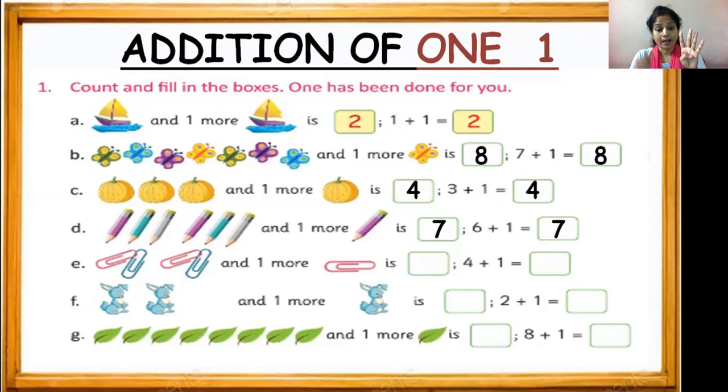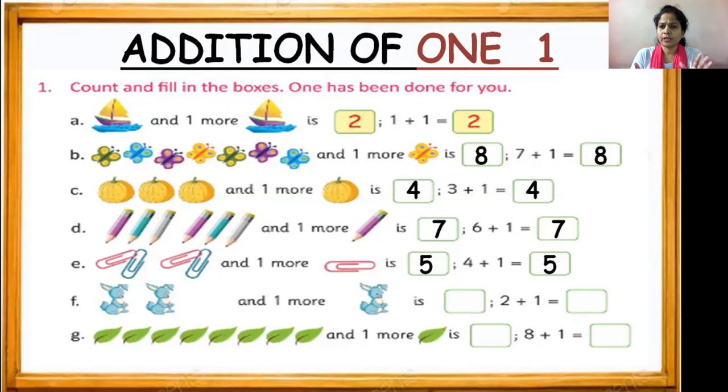Now, 1 more means the next number. So 4 pins were there. 1 more pin, if we add, then it is equal to 5 pins. Good. And when we write it in our notebooks with the help of numbers, we can write 4 plus 1 equals 5.